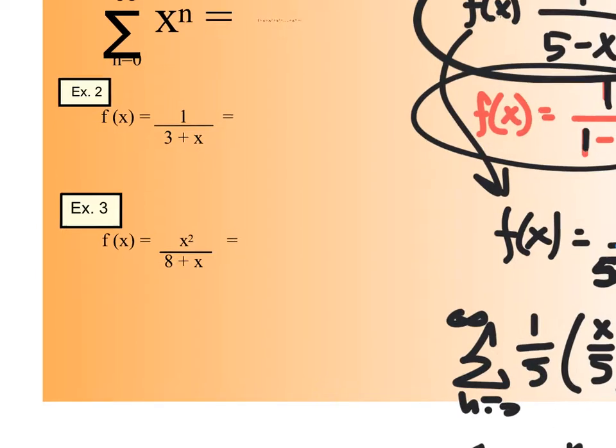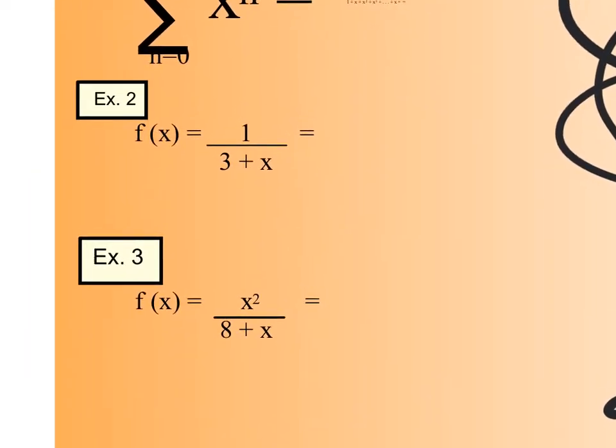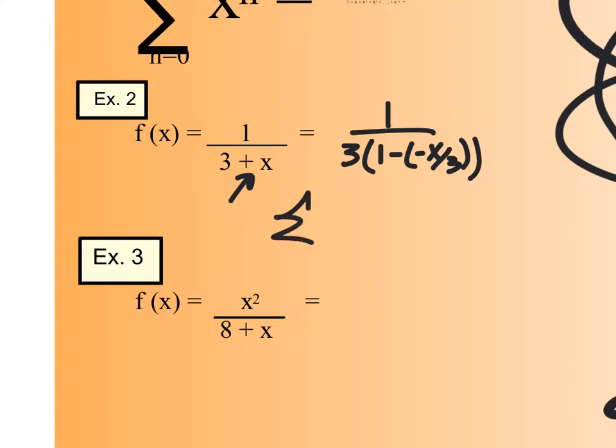Okay, let's try another one. f of x equals 1 over 3 plus x. I could write that as 1 over 3 times 1 minus a negative x over 3. Now notice this is plus, not minus anymore. I had to factor out the 3 and change that to a negative. Therefore, the power series representation there would be 1/3 times the sum of negative x over 3 to the nth power.